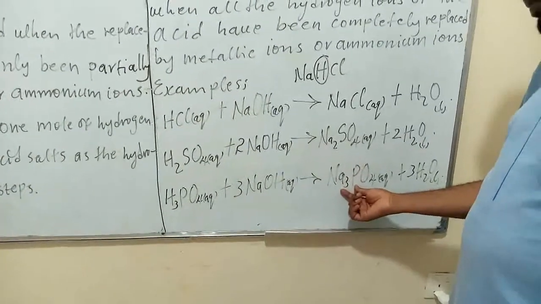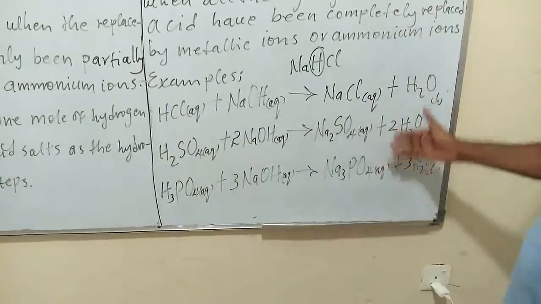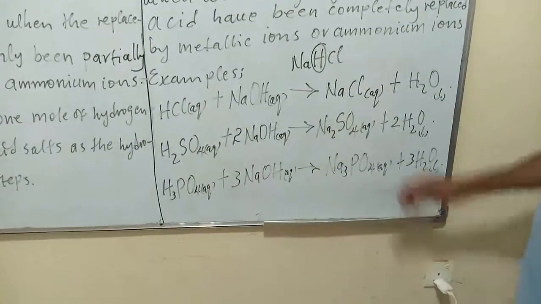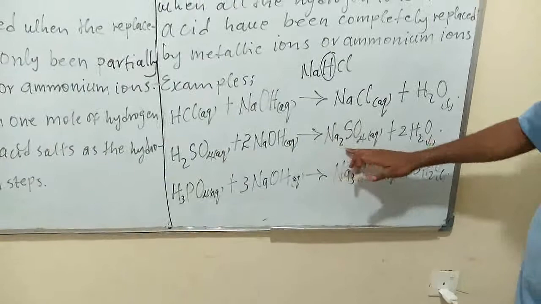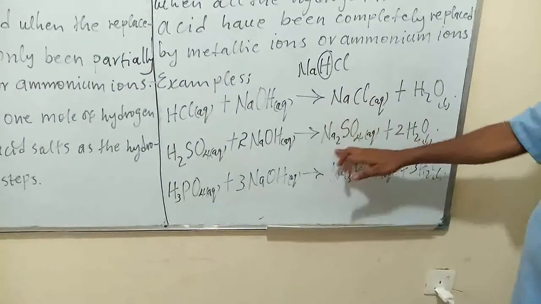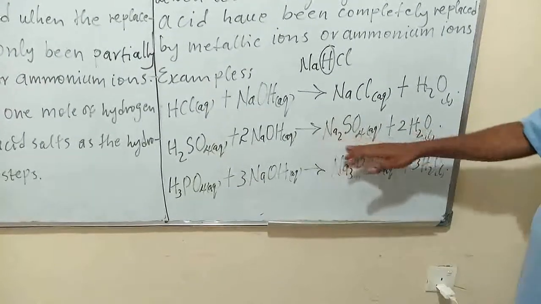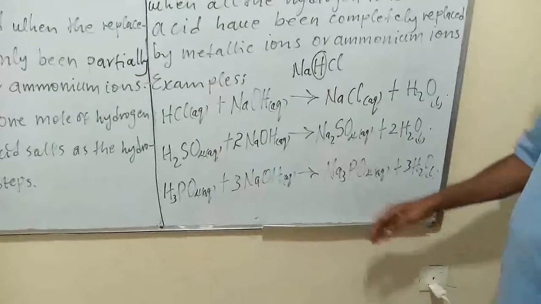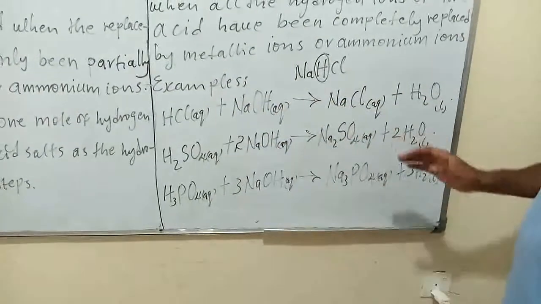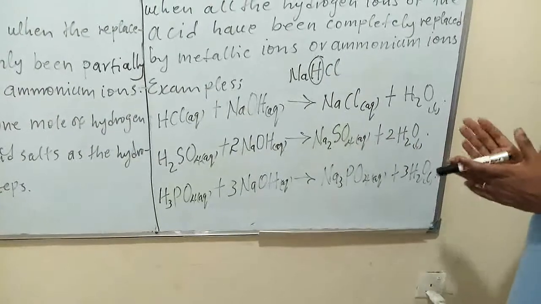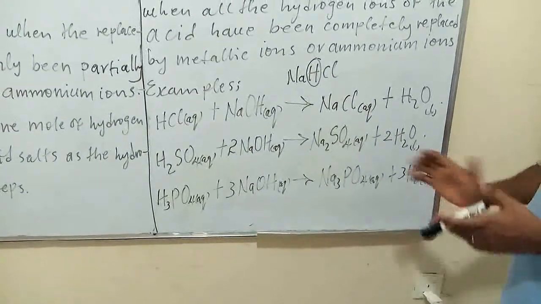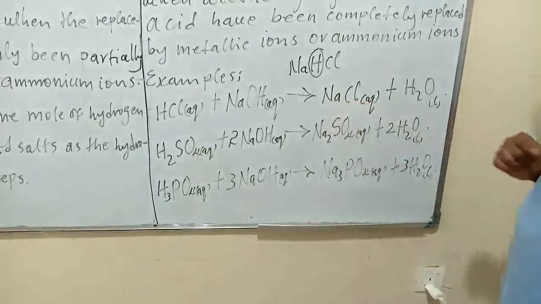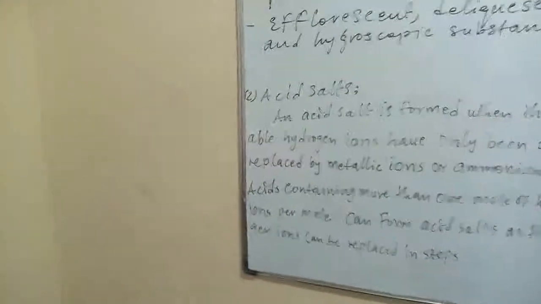Is that clear? These are typical examples of normal salt because you have not seen any hydrogen ion in it. So it shows that it's a normal salt. That is, all the hydrogen ions of the acid have been completely replaced. If it was not completely replaced, it will not form a normal salt. Now let's move over to the next one, acid salt.